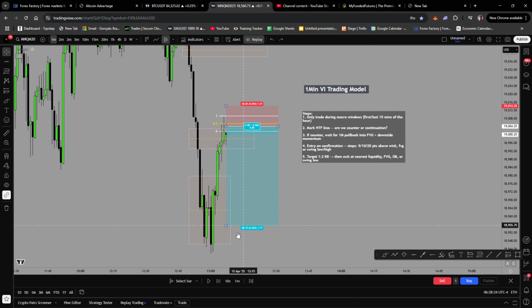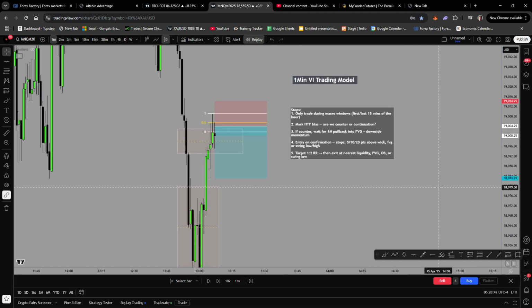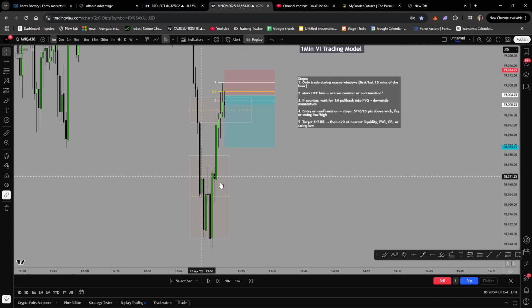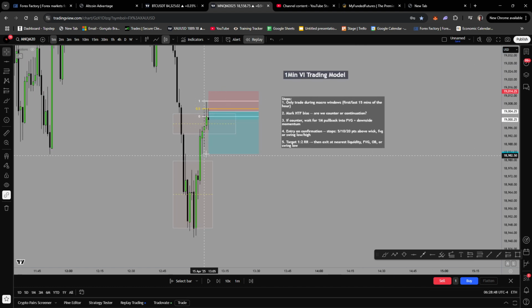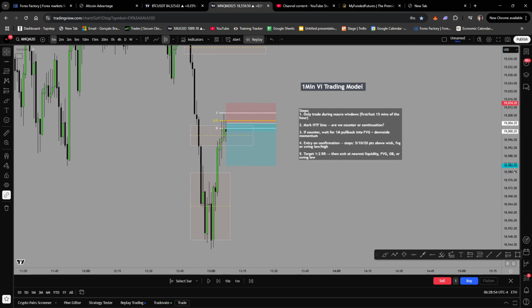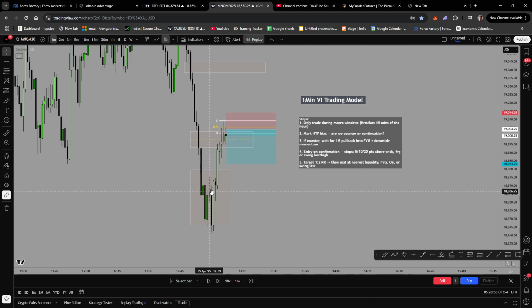The targets will always be a 1 to 2, and then the closest fair value gap, swing low, equal lows, or AMD. So we got the original accumulation here. In this instance, I went for the AMD, so a little bit past our normal 1 to 2 target, but I had high conviction that we would go down because we lifted out many confluences of why we should sell here. So let's press play.